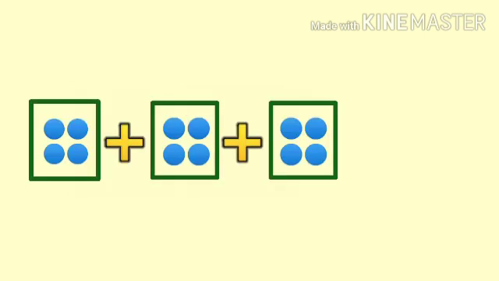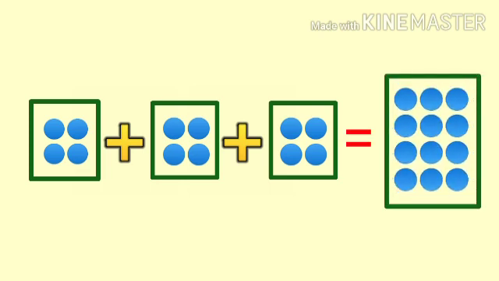Children, look here. Now we are adding 3 fours. That means each box consists of 4 dots. Now we are adding 3 boxes of 4 dots. So 4 dots adding repeatedly, then we get 12 dots.